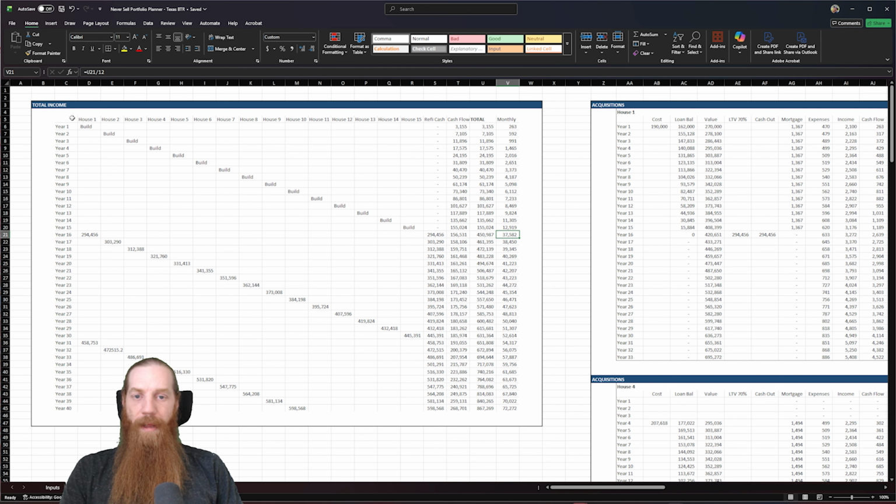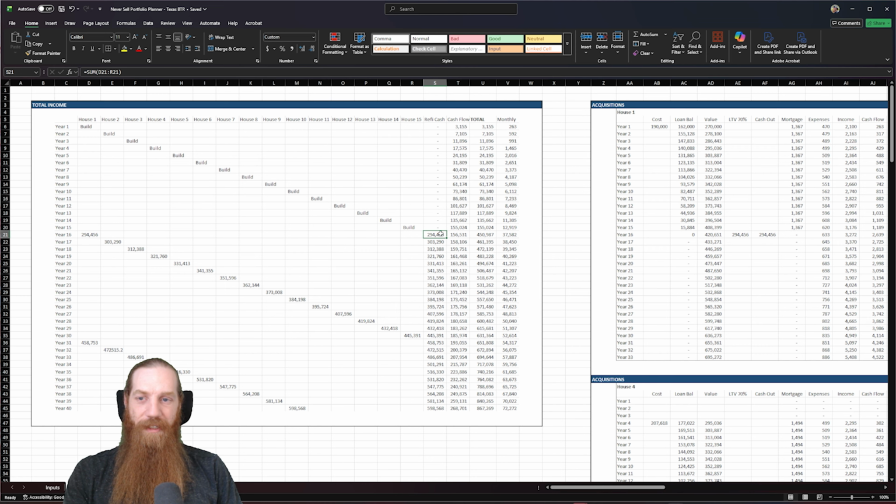Just insane. That is the benefit of the never sell strategy. I can't point that out enough. From my experience, people just don't have the ability to wrap their head around the benefits of this until they really see it on paper with numbers. You know, math doesn't lie.